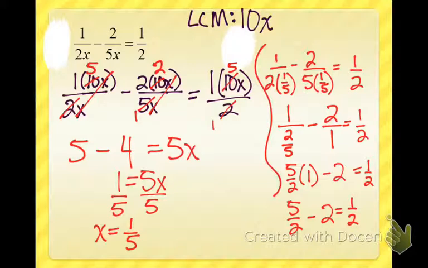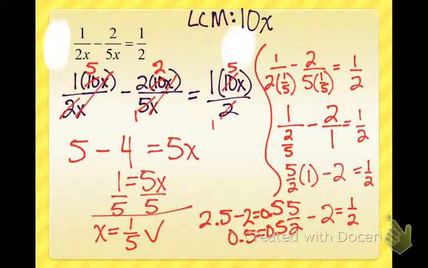So did this one work out? Yes, this one does work. 2.5 minus 2 equals 0.5, and that's how we get it. If you prefer to work in decimals, that's fine. Either way, this one works out. It is not extraneous. Do we have questions about this one before we go on to the next one?